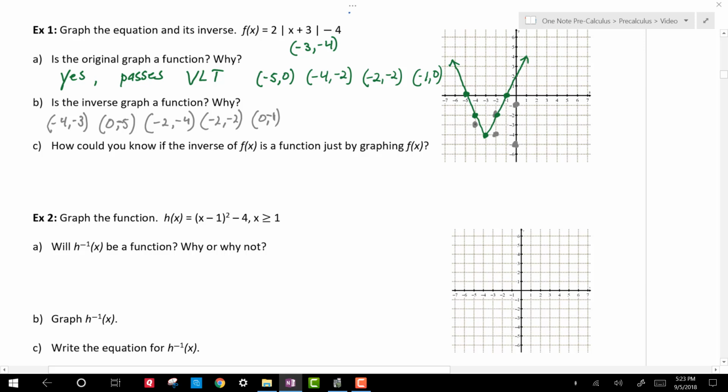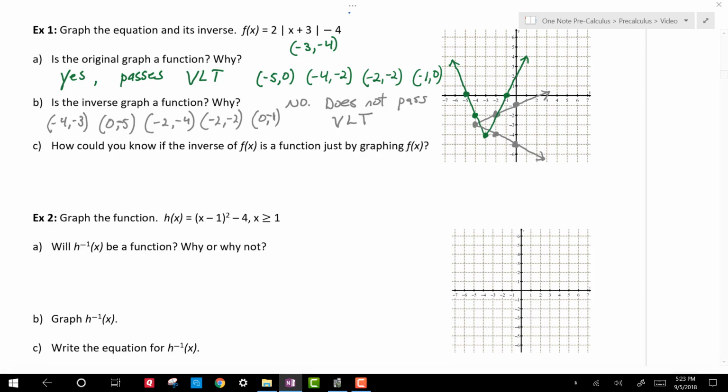All right, so check it out. I still have a V graph, but this V graph doesn't go up or down. It goes to the right side. So is this a function? The answer would be no, does not pass vertical line test.